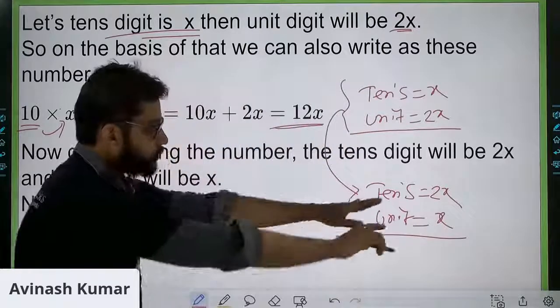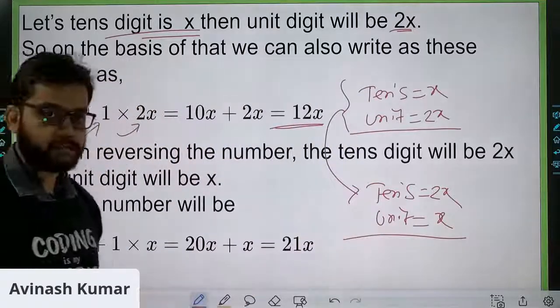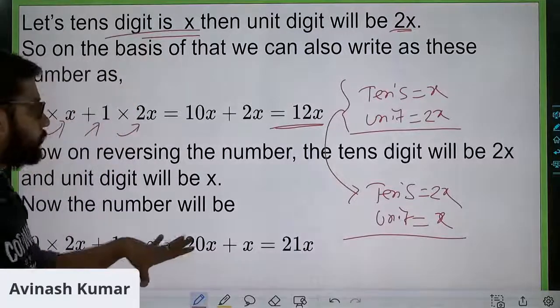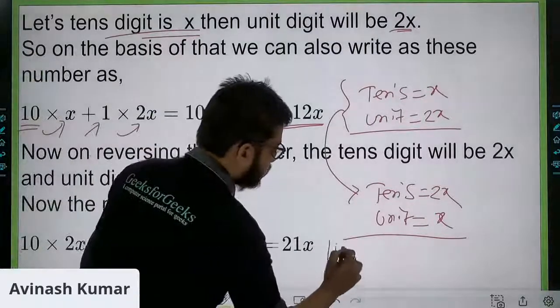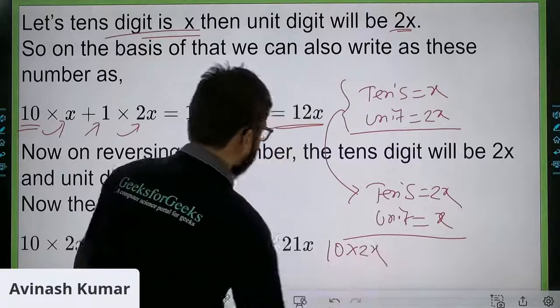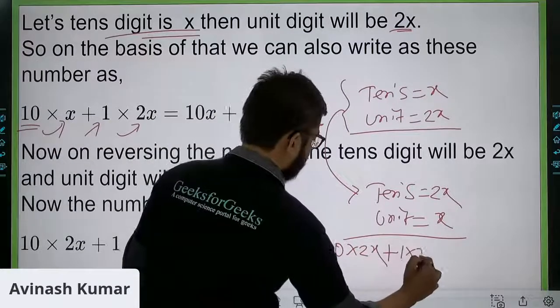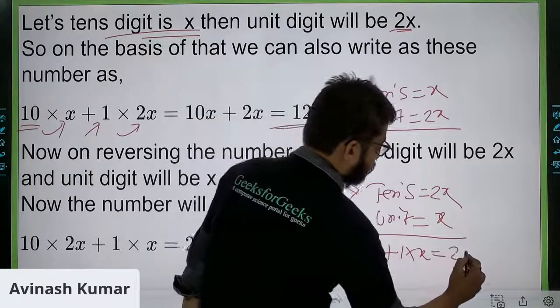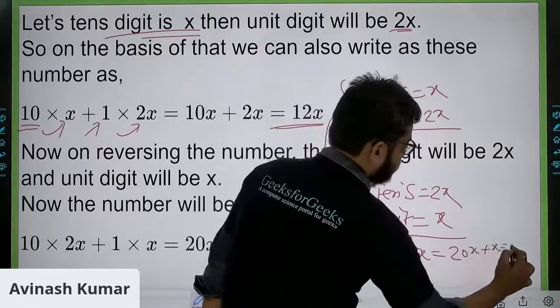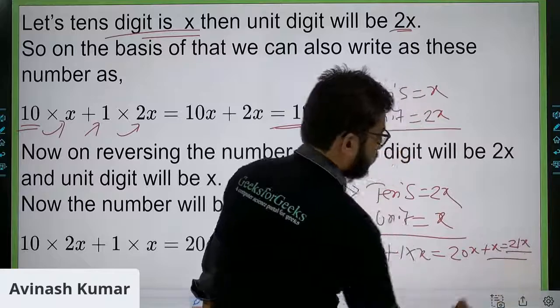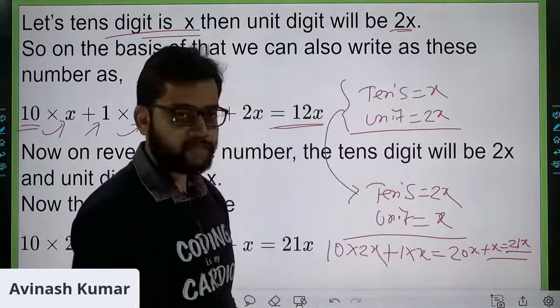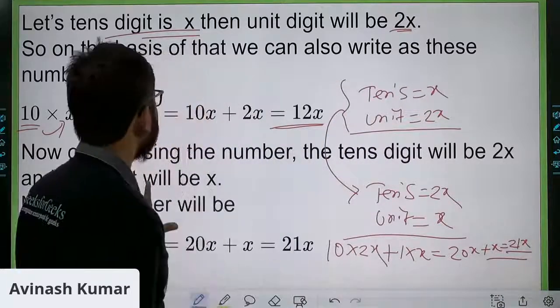On the basis of this, I'm going to form another equation. This will be 10 into 2x plus 1 into x. This will give you 20x plus x, which is exactly equal to 21x. Till here it's clear? I have made two equations.